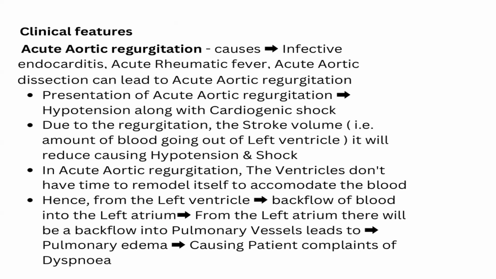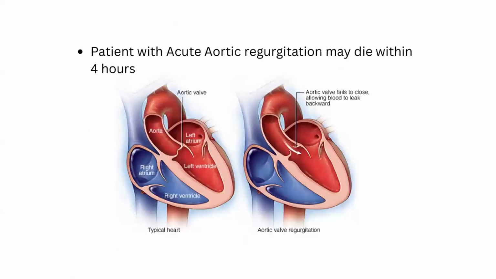In acute aortic regurgitation, the ventricles don't have time to remodel themselves to accommodate the blood. Because it's a very acute process, when the blood is coming back into the ventricle, the ventricle will not be able to hypertrophy and accommodate the blood. So in the acute stage, the left ventricle will push the blood back into the left atrium. From the left atrium, there will be backflow into the pulmonary vessels, leading to pulmonary edema, causing the patient to complain of dyspnea. So in acute aortic regurgitation, there will be dyspnea.